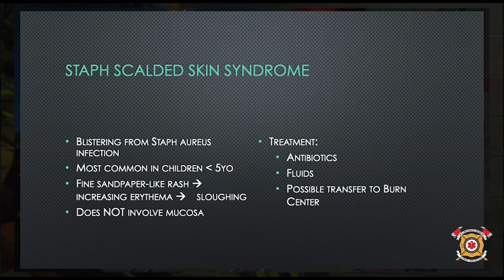Staph scalded skin syndrome is associated with Staph aureus. It's usually kids less than 5 years of age. The rash typically starts off as a fine sandpaper rash. If you touch it, you can feel it, small red bumps. It gets really red and then starts peeling away or sloughing off. This does not involve the mucosa, so that's a good thing to know, because if it did, it would be in our other category. You would give antibiotics, fluids, and possibly transfer to a burn center as well.